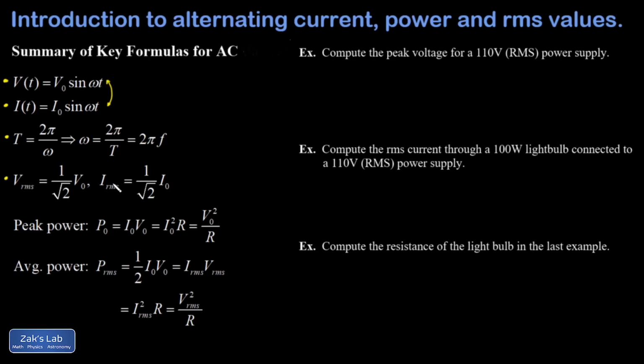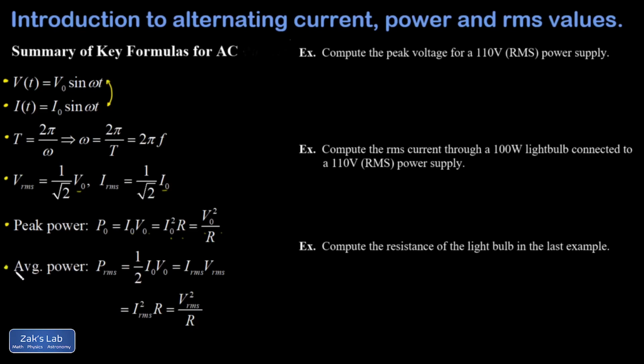Next, the way we compute the average voltage is with this RMS idea that involves using a little bit of calculus to take an average. And it turns out to be 1 over root 2 times the peak voltage, and similar for RMS currents. Peak power was just I times V, which can be reworked with Ohm's law into these two other forms. No surprises there.